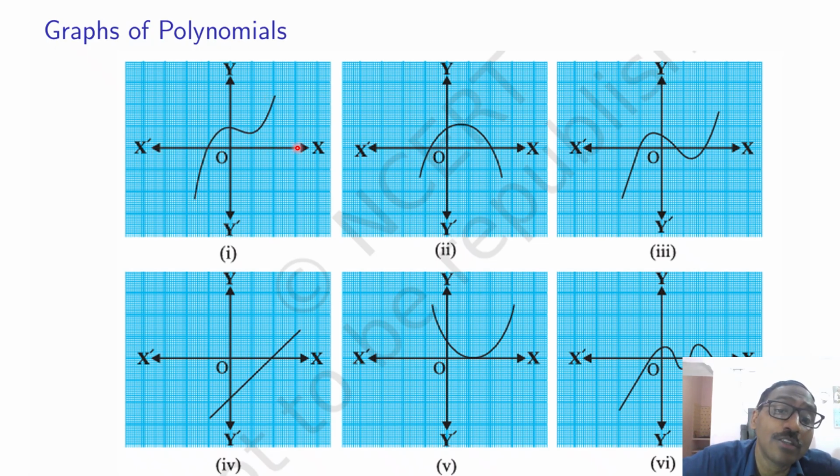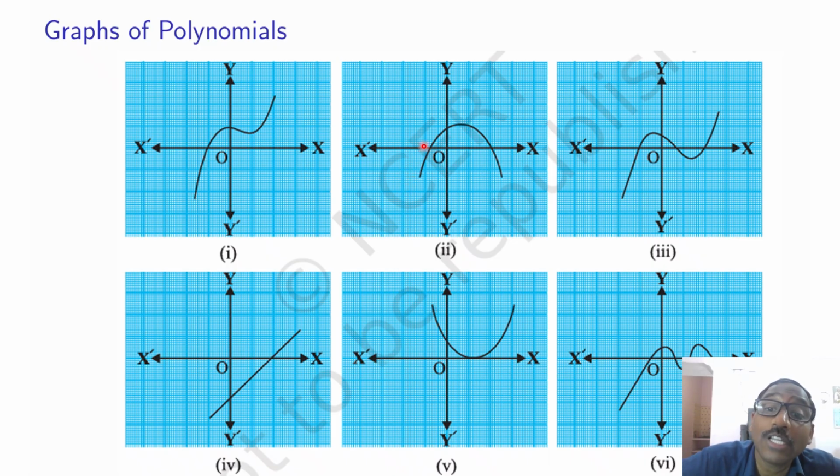This is the x-axis, and the curve is intersecting the x-axis at one point only. So how many zeros is the given polynomial having? Only 1 zero. This is a parabola curve, which means it is a quadratic polynomial.